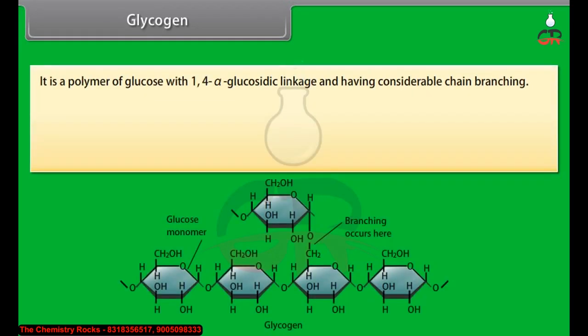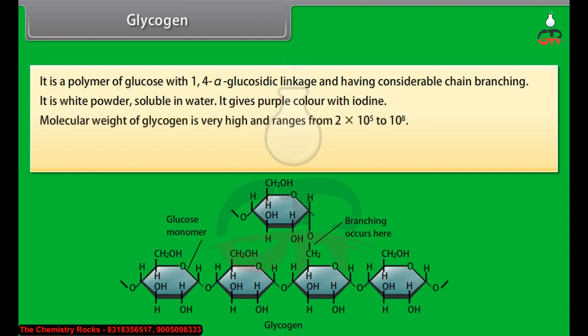It is a polymer of glucose with 1,4-alpha-glucosidic linkage and having considerable chain branching. It is a white powder, soluble in water. It gives purple color with iodine. The molecular weight of glycogen is very high and ranges from 2 × 10^5 to 10^8.